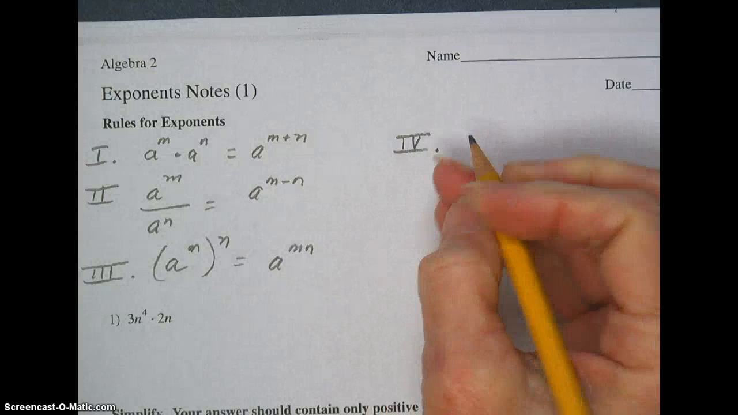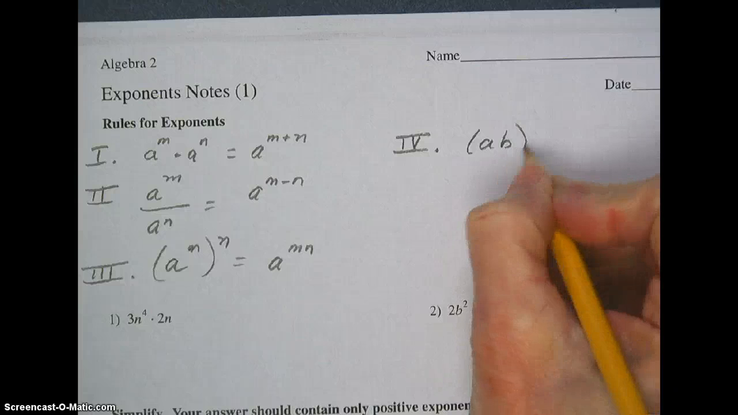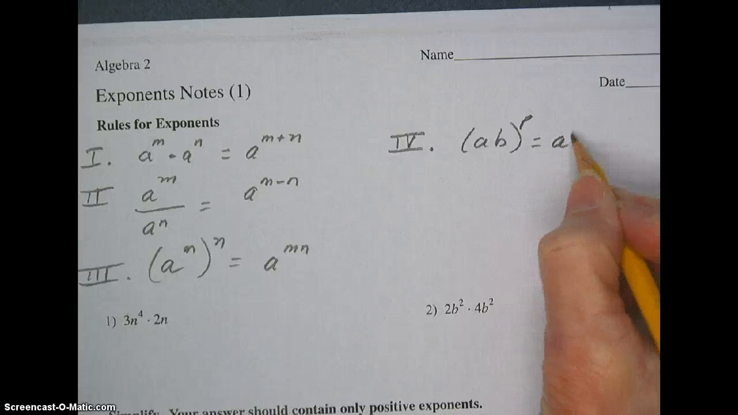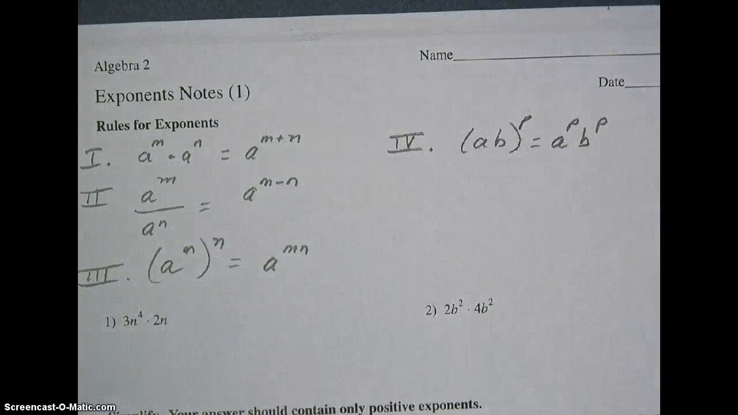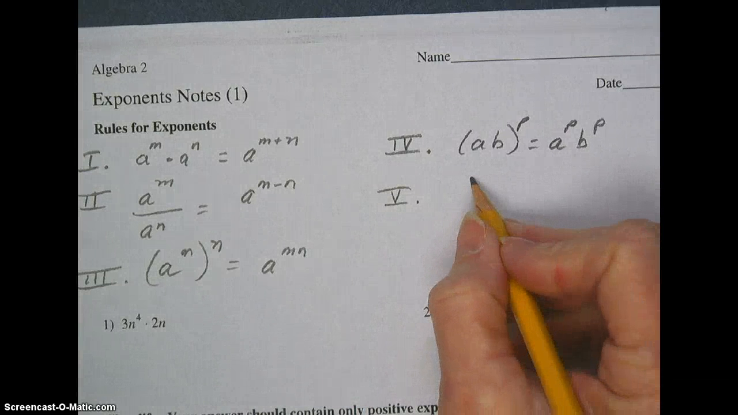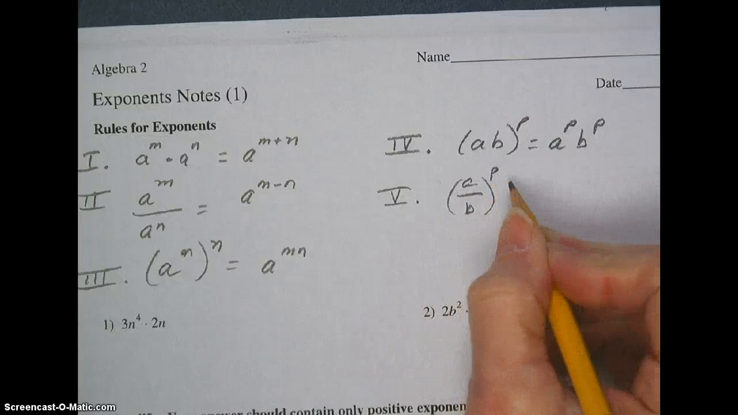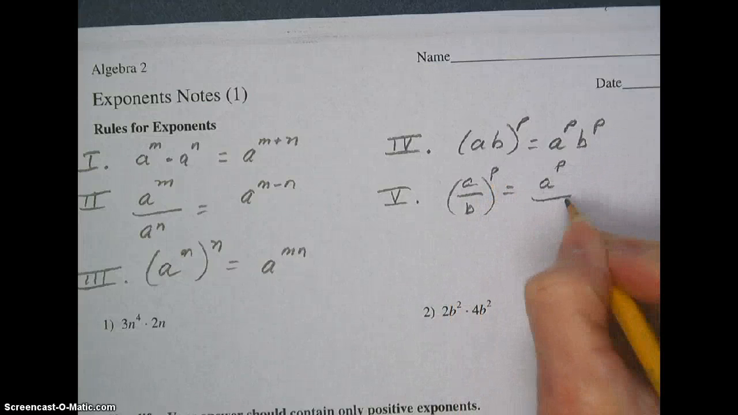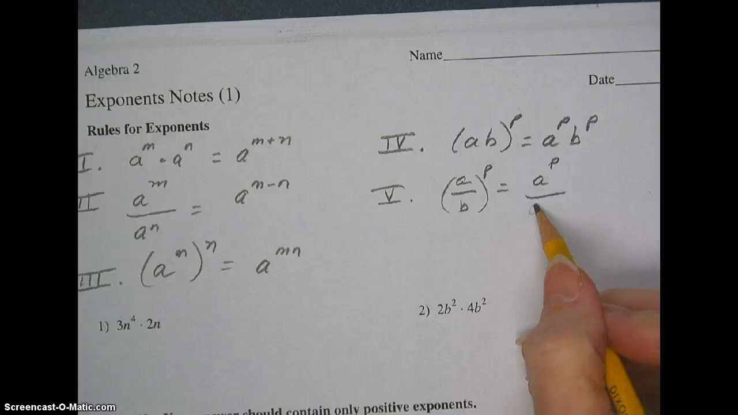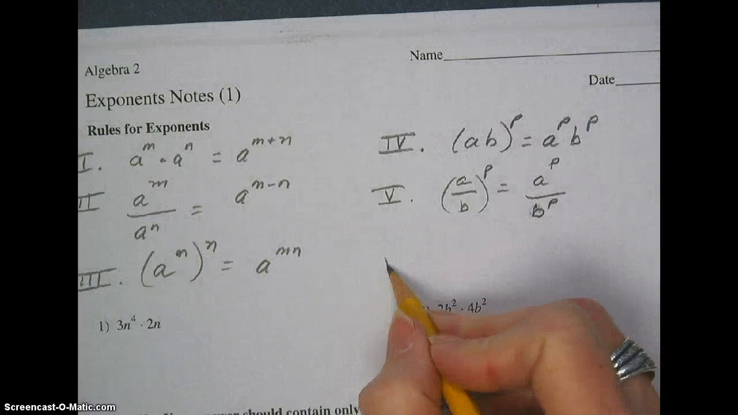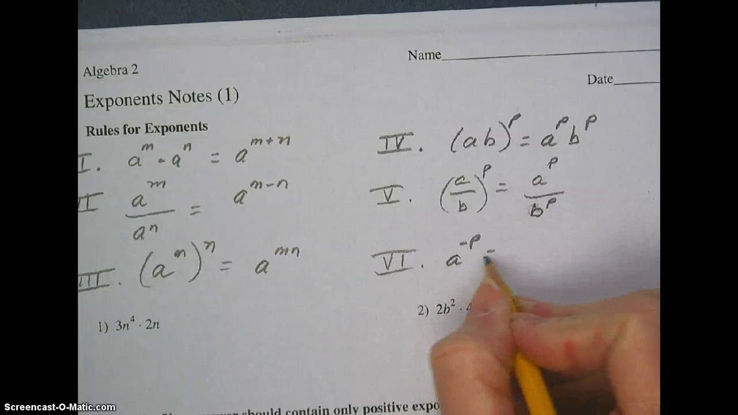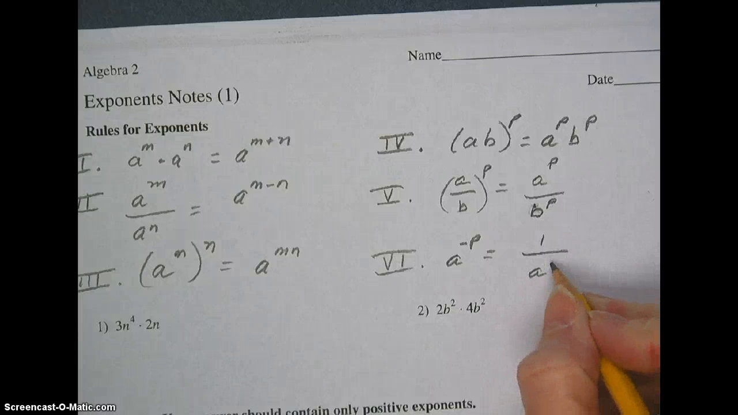Rule 4, if we have a product raised to a power, you take each one of those things to that power. Rule 5, if we have a fraction all raised to the power, then we take each one of those to the power. And again, these will be a different base. And then rule 6 is if we have something to a negative power, that's the same thing as 1 over a to the positive power.